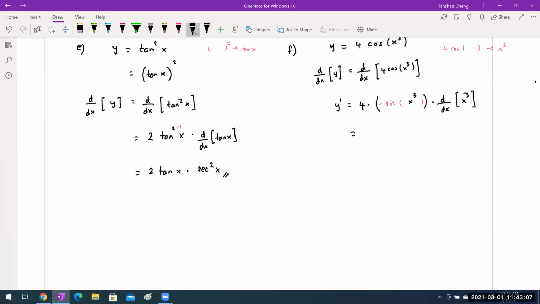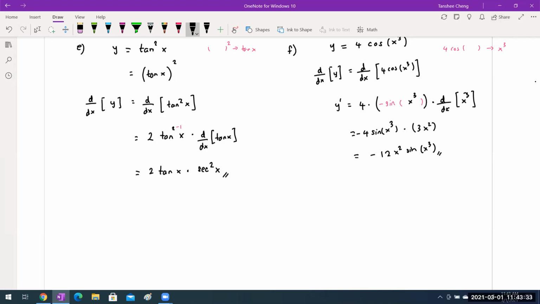So now I will get 4 times negative sine of x to the third times the derivative of the inner function, which is 3x squared. When I simplify, that will be negative 12x squared sine of x to the third power. And that will be my final answer.